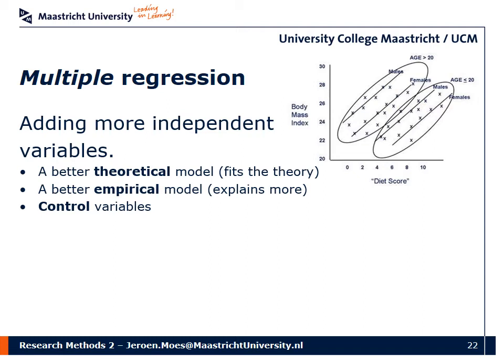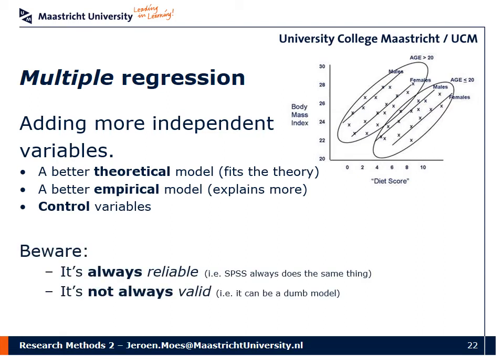So to control means, regardless of their education in this example, these effects for male and female, for age, and for diet score still exist when we are trying to explain BMI, regardless of their education level. Just a little warning, doing this stuff, multiple regression analysis, as with the other techniques that we've talked about, is always reliable, because SPSS or whatever program we're using always does the same exact procedure. It does the same calculations. It's blind to what we are doing. It's not always valid. It can be a stupid model. You could just include weird variables to try and explain stuff, so it's not valid. The way it's done is reliable though. It's always the same.